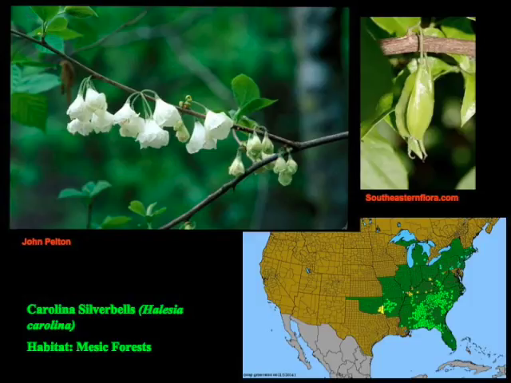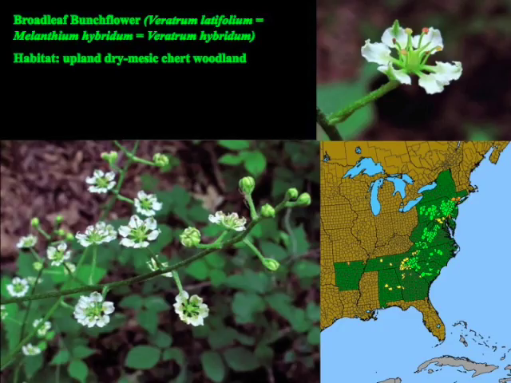Carolina silverbells. Just a few examples. Broadleaf bunch flower was known historically in Arkansas, and we found it again in the last year or two at that Clifty Canyons area I showed an aerial photo of. A lot of interesting eastern disjuncts there.